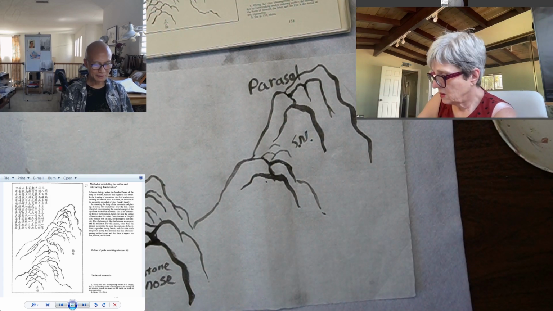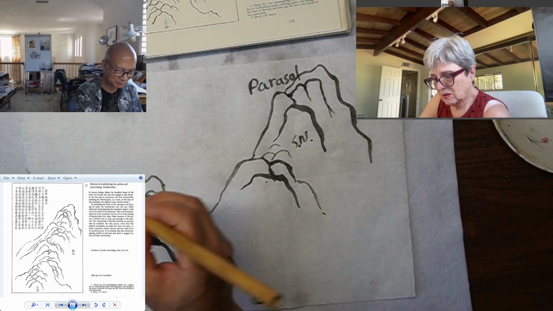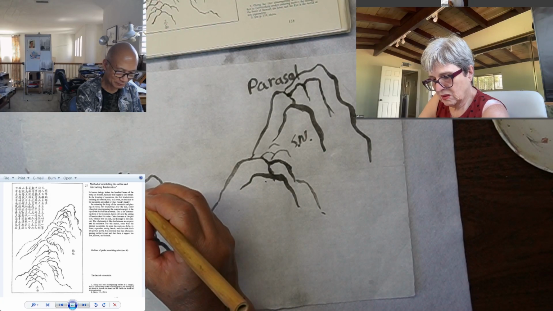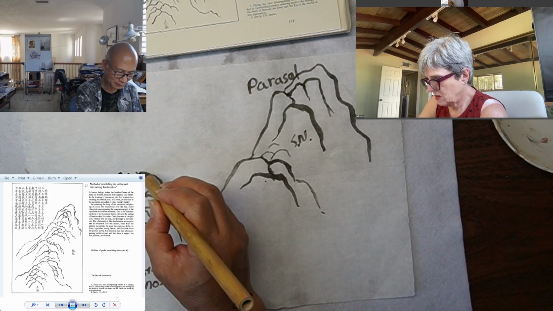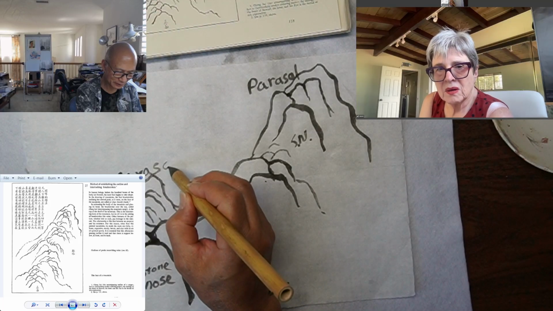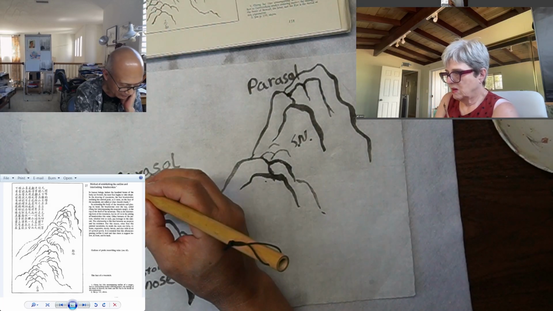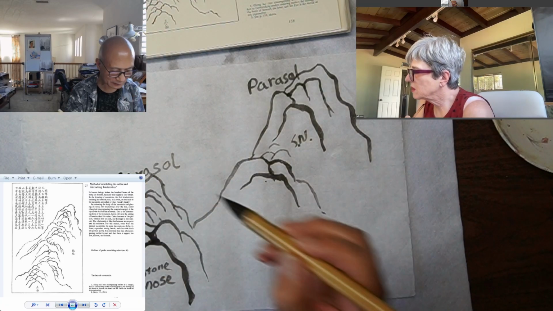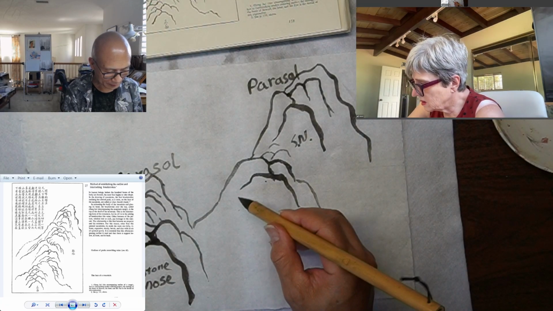So I think to keep it simple, you just need to remember this is a parasol, parasol, stone nose. Okay, that's the concept. So now you understand.